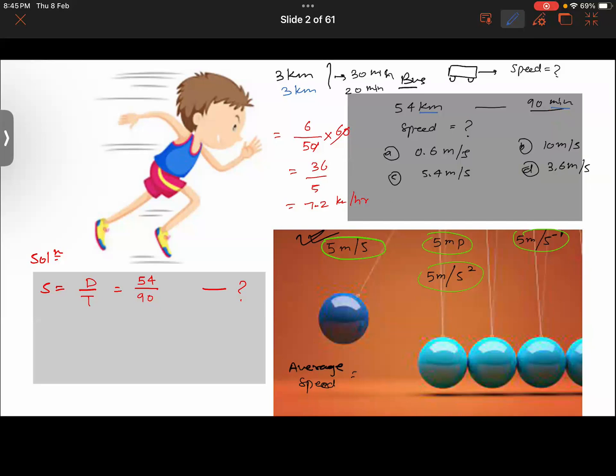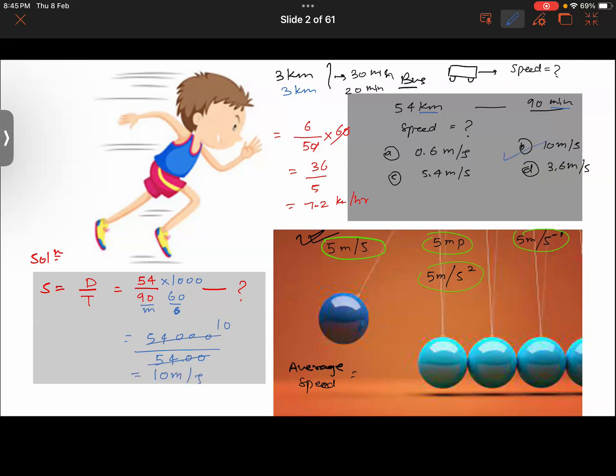Okay, sir. So Sundus, you have to multiply 54 with 1000, and 90 with 60 in order to convert it from minute to second. This is in a minute, and this is in second now. When you multiply it with 60, it will now be in second. So this is 54,000, and this is 5400. So thereby you are left with 10 now. So 10 meter per second is the answer.